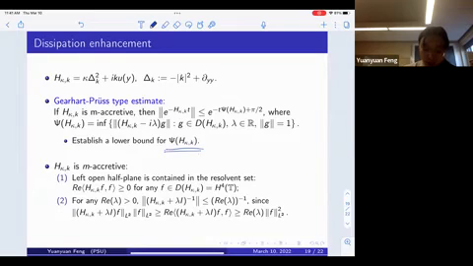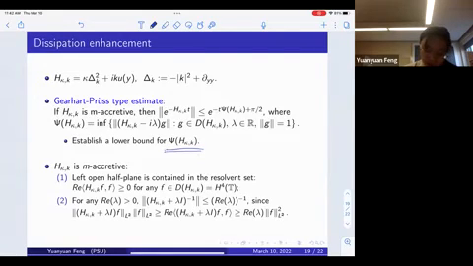To use the Gerhardt-Prust type estimate, we need to first check H kappa k is M-accretive. This is not difficult. We need to first check the left open half plane is contained in the resolvent set. This is simple, since the real part of the inner product of H kappa k f and f is positive for any f in the domain.